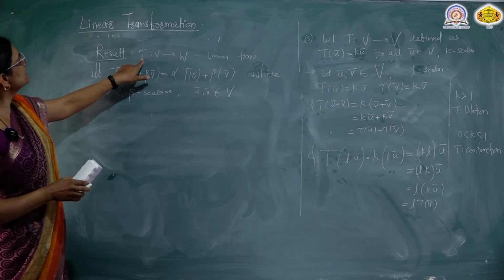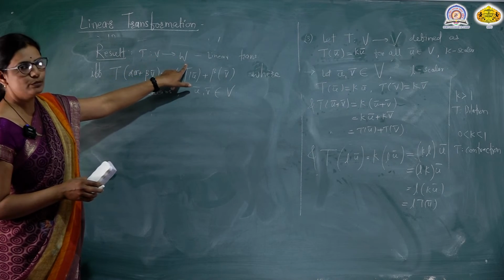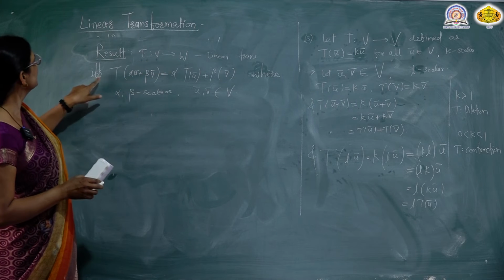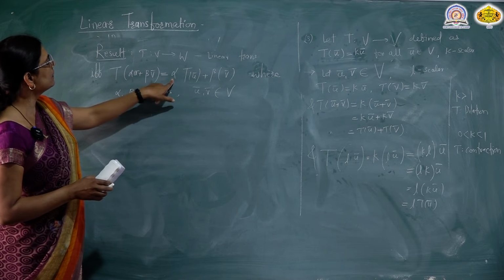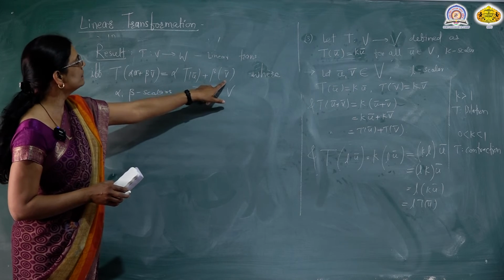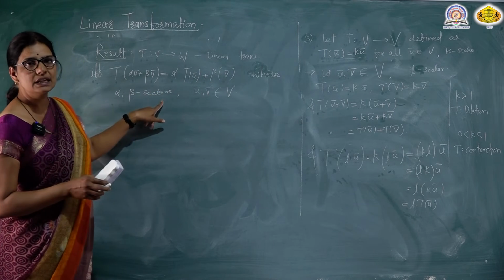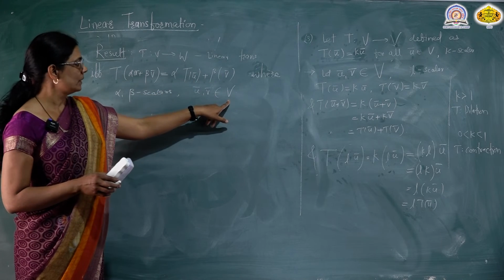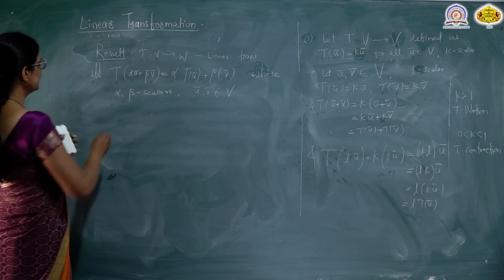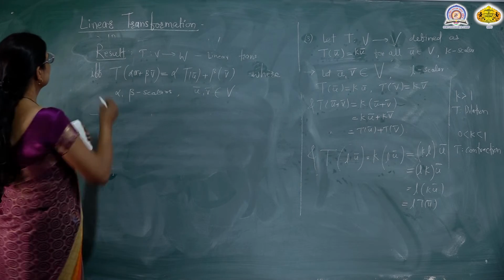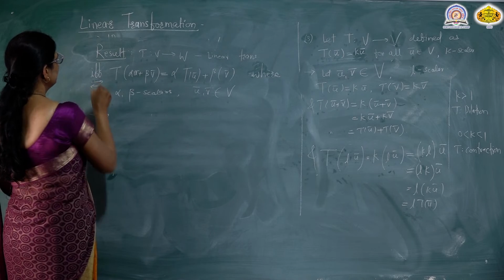T is a linear transformation from V to W if and only if T of alpha u plus beta v is equal to alpha times Tu plus beta times Tv, where alpha and beta are the scalars and u and v are the vectors here from capital V. Now let us prove this result. This is a two-way result, if and only if.